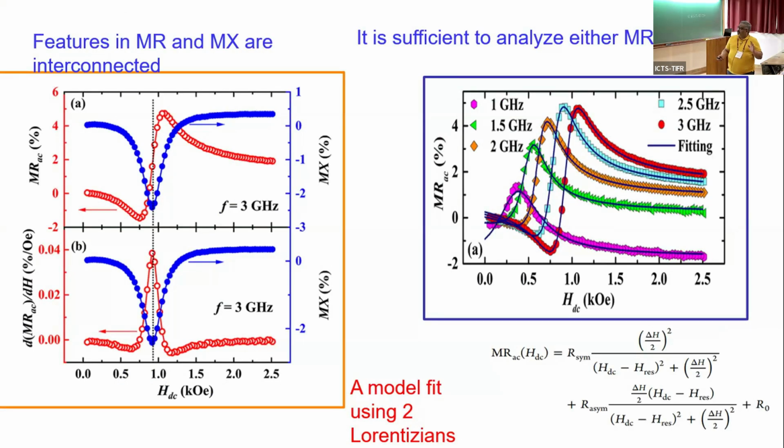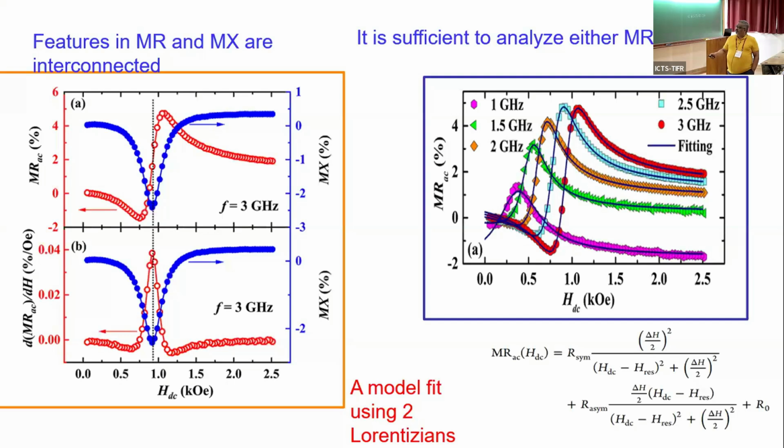So I have the magnetoresistance in red color, and the magnetoreactance in blue color here. But if I take the derivative, dMR by dH, you can see that the peak in the magnetoresistance coincides with the dip in the magnetoreactance. So it's sufficient to measure one. Of course, in the experiment, we can measure both. That's in a way an advantage. So this is what is shown here, magnetoresistance now for a few selected frequencies.